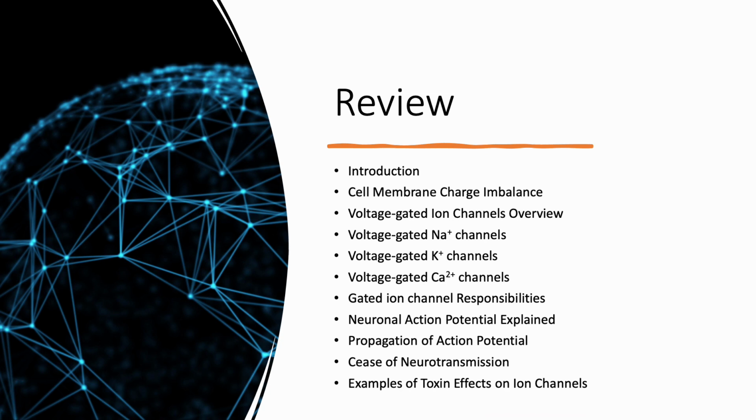In review, today we have learned a brief introduction into ion channels and nerve transmission: the cell membrane charge imbalance, voltage-gated ion channel overview, voltage-gated sodium channels, voltage-gated potassium channels, voltage-gated calcium channels, gated ion channel responsibilities, neuronal action potential explained, the propagation that carries the action potential, and the actual cease of neurotransmission. We also discussed some examples of toxin effects made by certain organisms on ion channels and how they affect humans and other organisms at that.